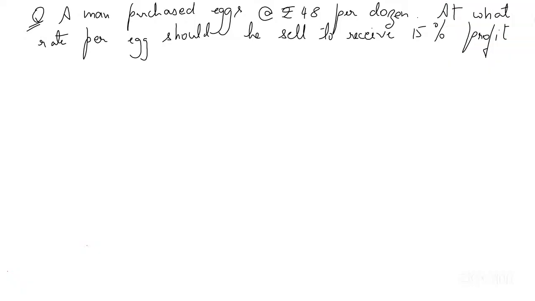First of all, we will calculate the cost price. We have cost price 48 per dozen. We'll calculate for one egg. Cost price per egg will be how much? 48 divided by 12. That is rupees 4. Now we will calculate selling price per egg with 15% profit.